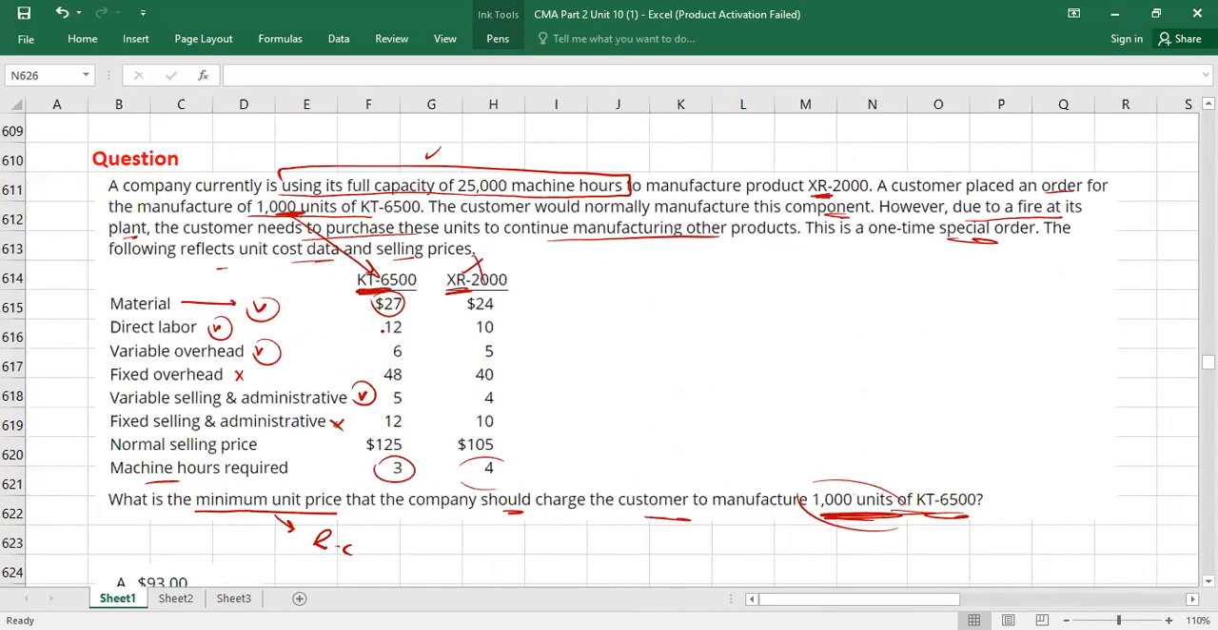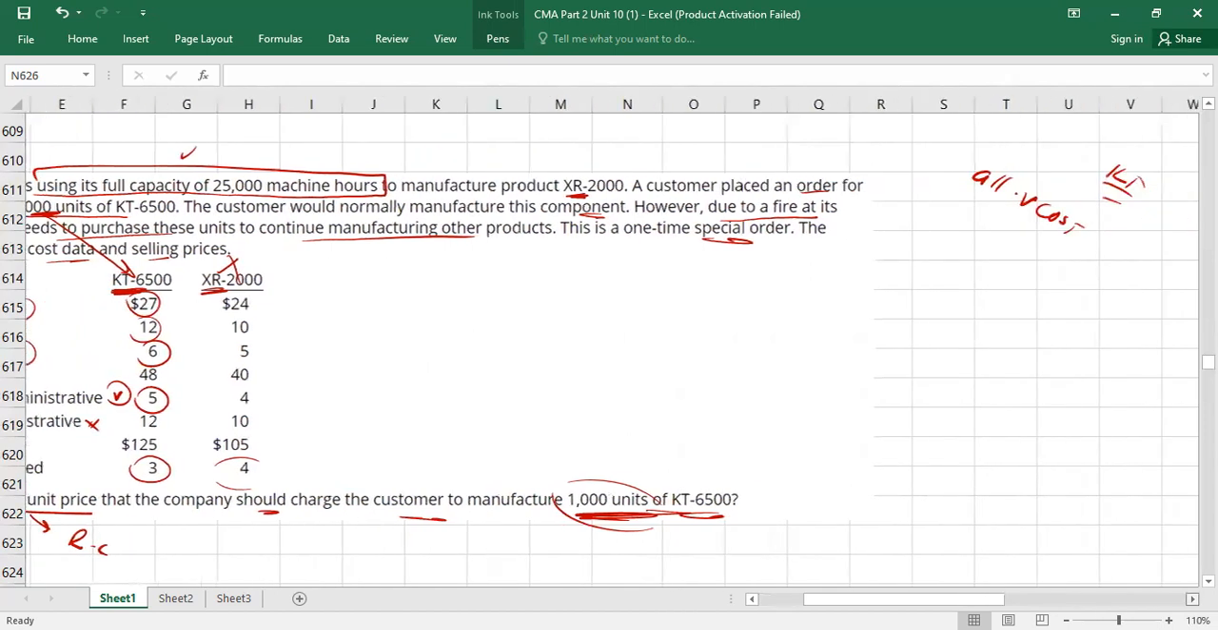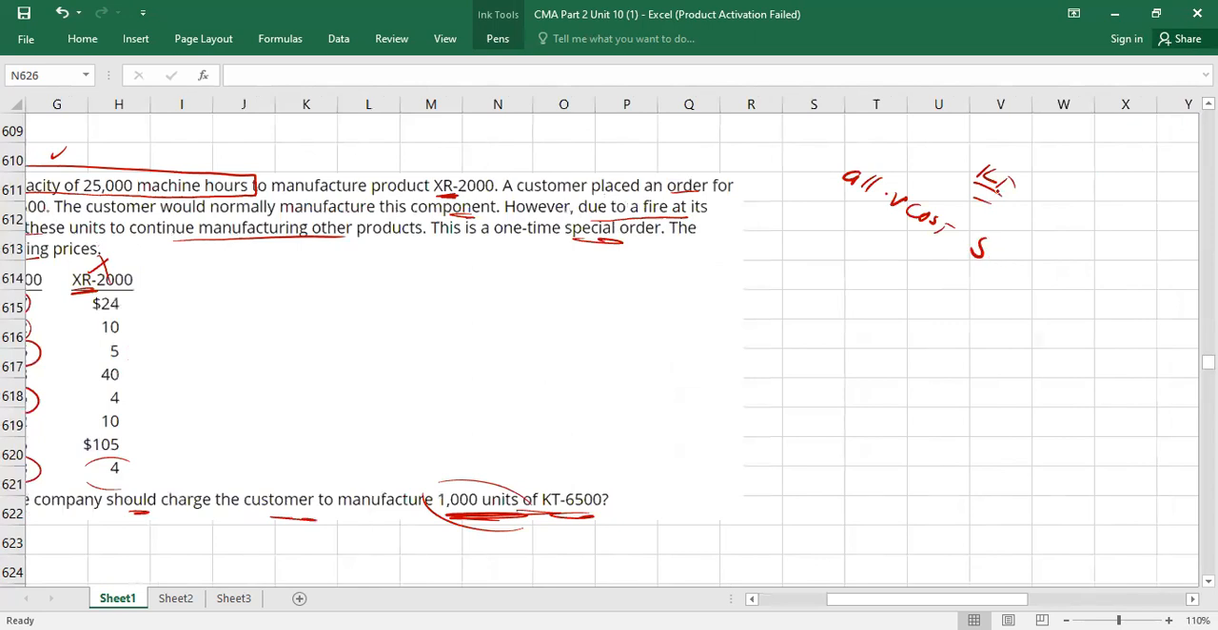We have 27 plus 12, it is going to be 39. Plus 6, it is going to be 45. And plus 5, it is going to be 50. Right? Variable cost you will take first. This is 50, because we are calculating for KT. Then there is information about fixed cost. It will be zero because there is no change in fixed cost. Plus you have to take opportunity cost.